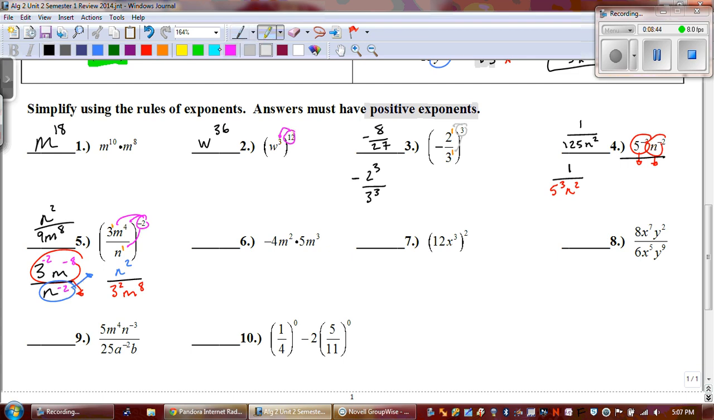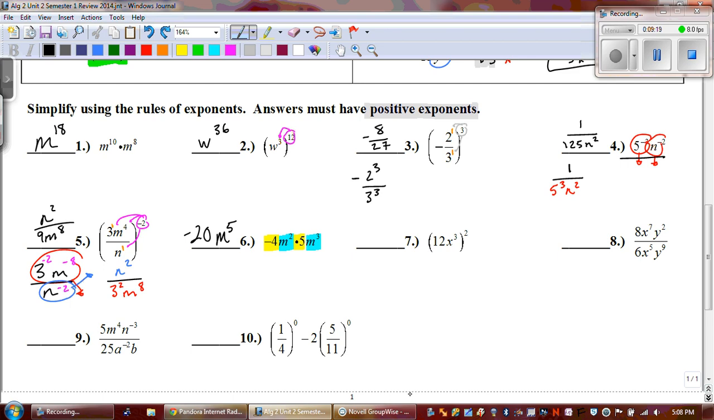Okay, number 6. The m's are the same, so we just combine those, add them up, we get m to the 5th. And when we have our numbers out here, we just follow what it tells us to do. It says, hey, multiply. -4 times 5 is -20. We don't drop the -20 down because the exponent up here is a positive 1. It's just a negative number. We can still have that.